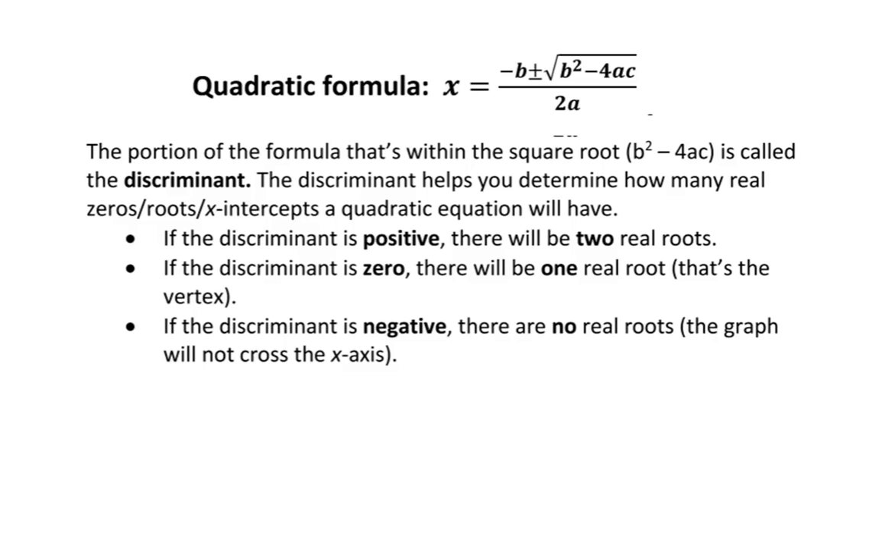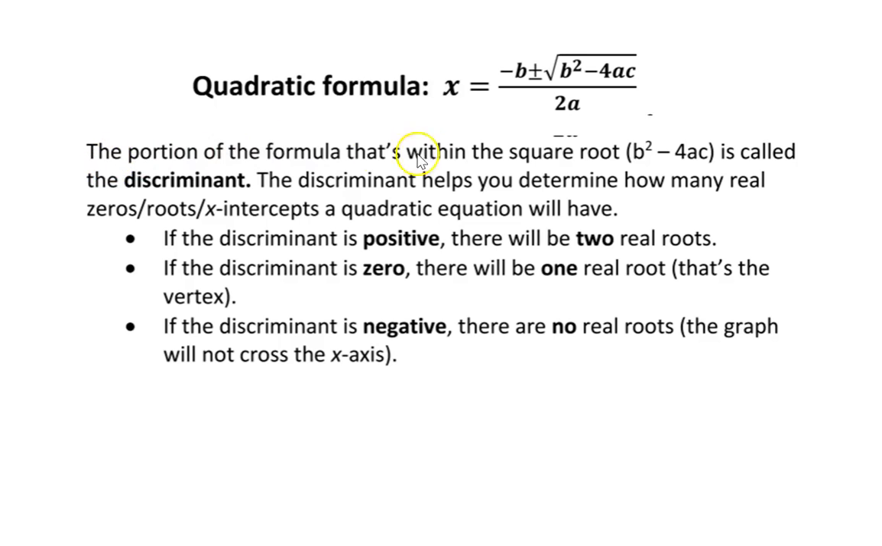Hey folks, Mr. Bucko here with a couple of examples on how to solve quadratic equations with the quadratic formula, which is x equals negative b plus or minus the square root of b squared minus 4ac all over 2a. So we'll use this formula here to solve quadratic equations if the quadratic equation is in standard form, we'll look at that in just a second.